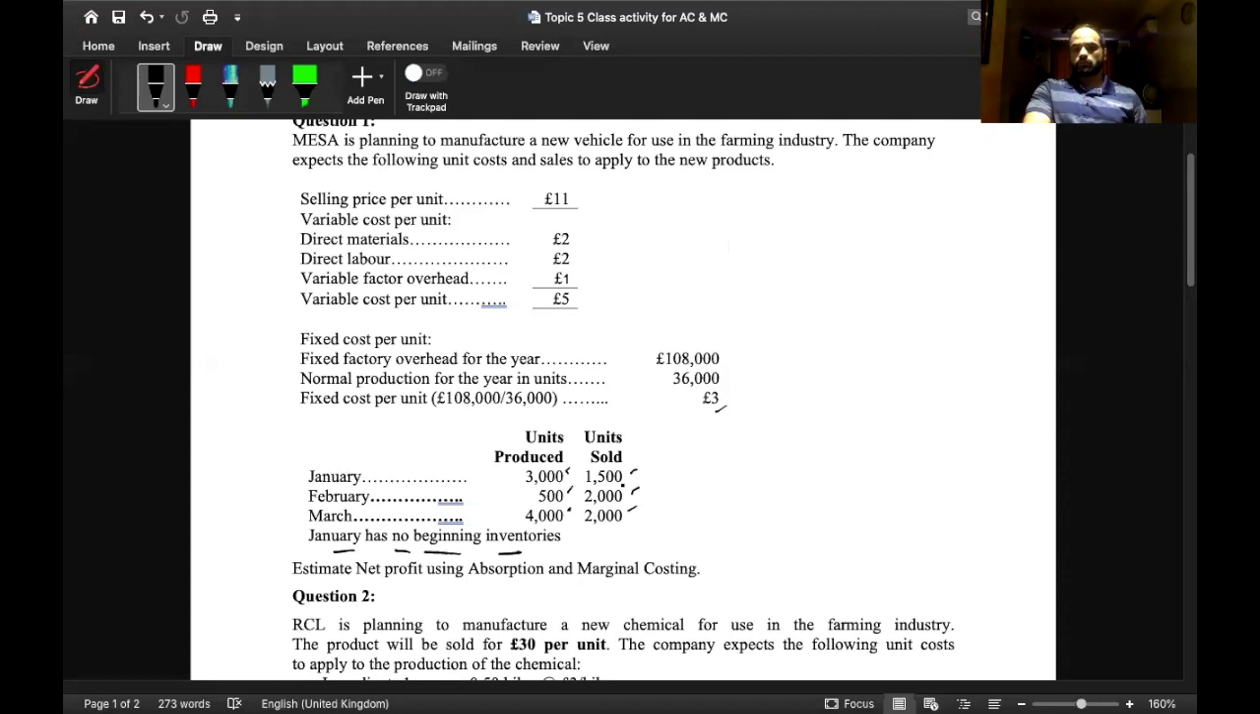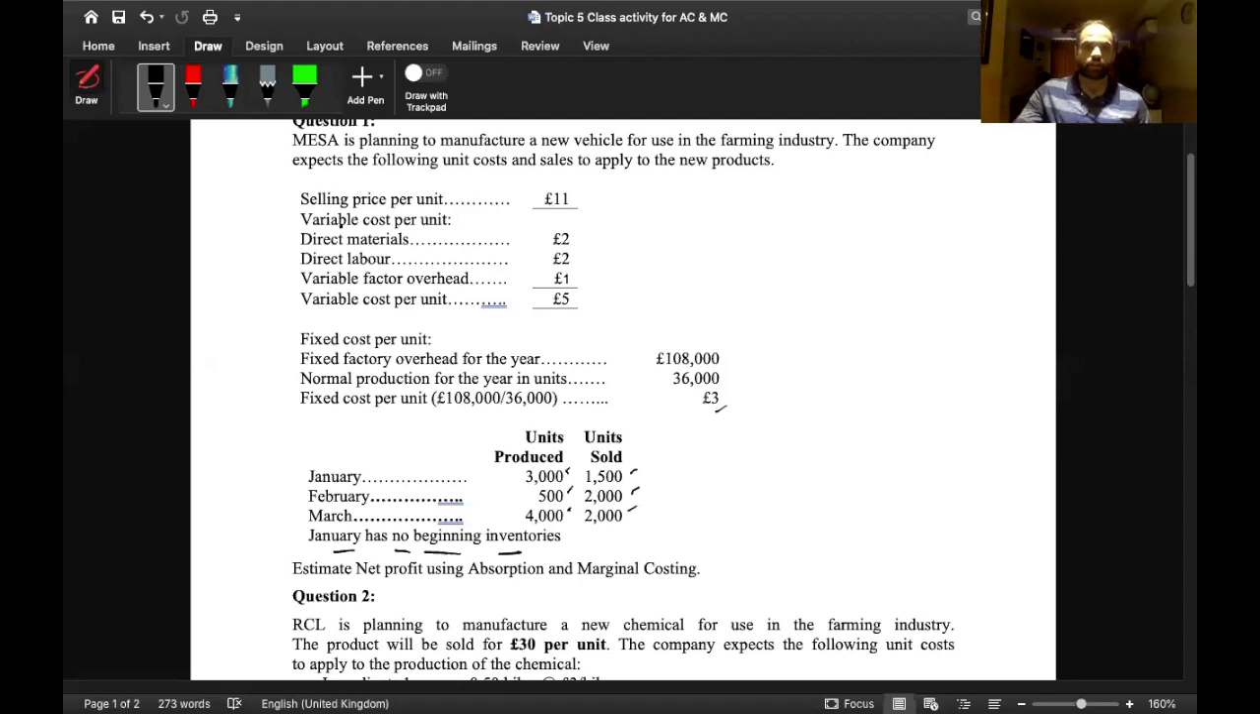right? And January closing will be February opening. So opening plus 5,000 less calculate closing for February, and then check, right? So calculate profit for January, February, and March.